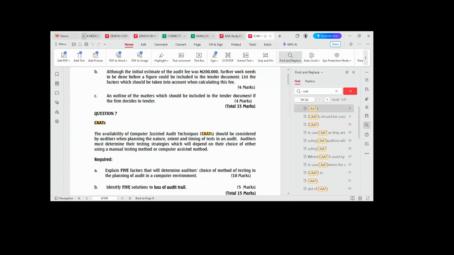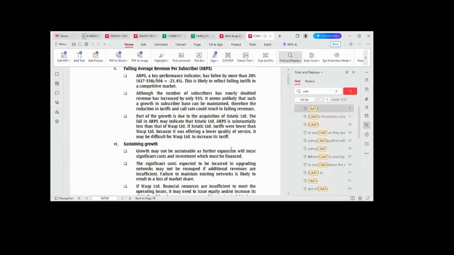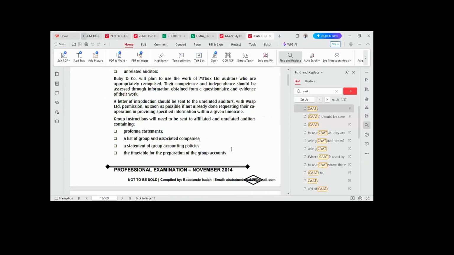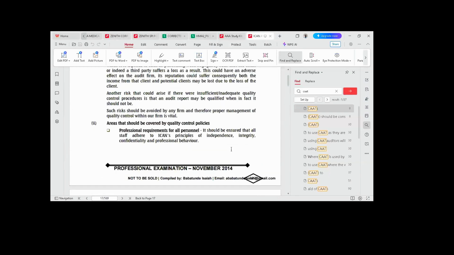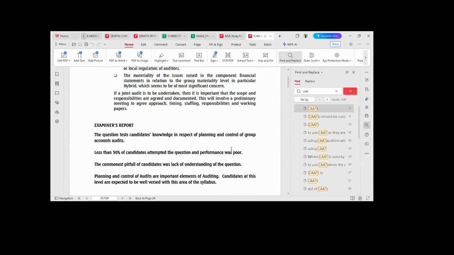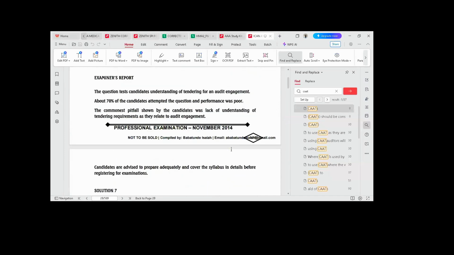I told you it's very straightforward. Number 2, identify 5 solutions to loss of what? Audit trail. Right? Without further ado, let's jump to the answer, because we don't have time. I've explained most of these things to us, but let's go to the answer and see how it's being addressed because it's very, very key. Okay? Just a moment. I'm going there now. So get there. Question 7. Okay. So here we are.